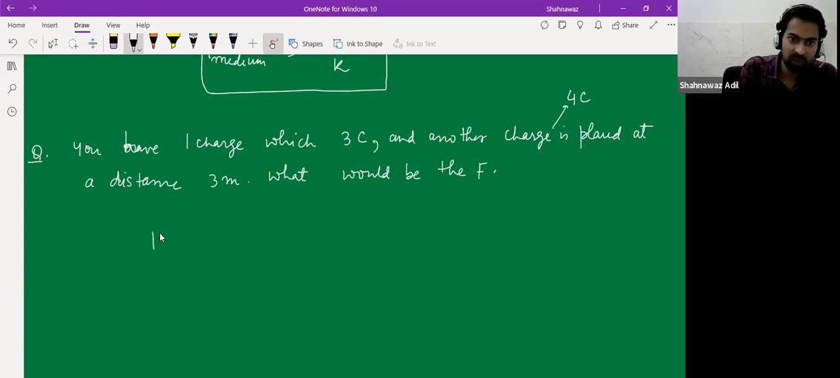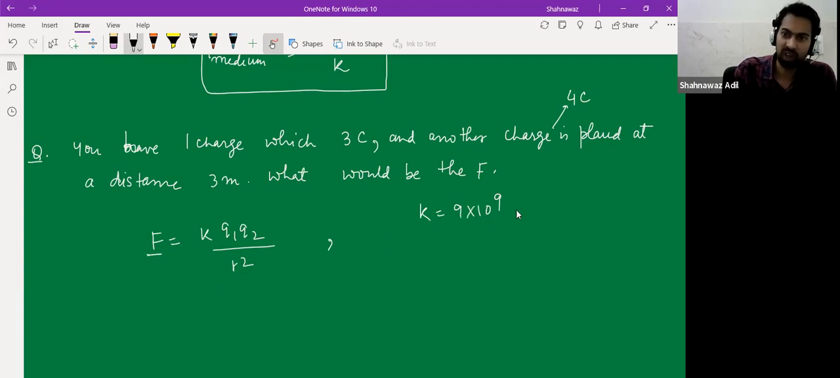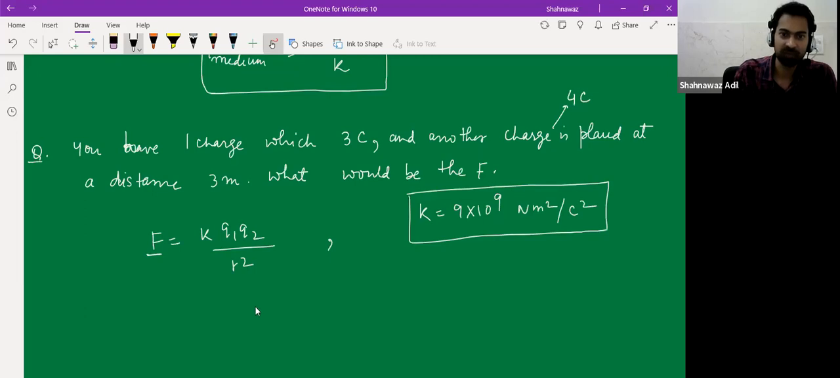We know from Coulomb's law, this would be simply K Q1 Q2 by R square, right? And the value of K is how much? This is 9 into 10 to the power 9. And what would be the unit? So the unit of force is Newton. This is Newton meter square divided by Coulomb square. So this is the value of this K. Always remember this value.